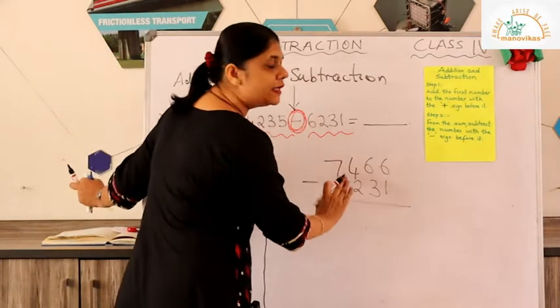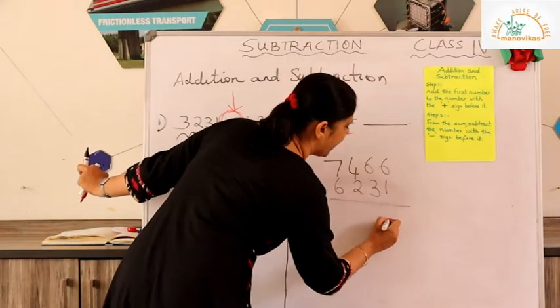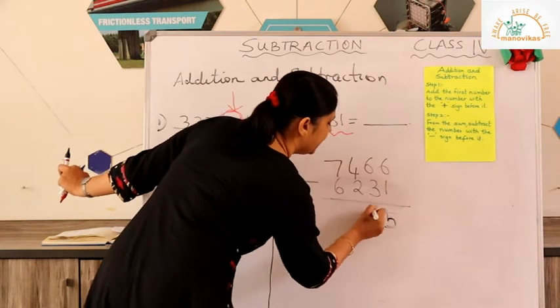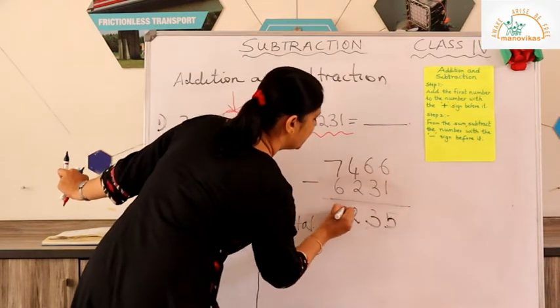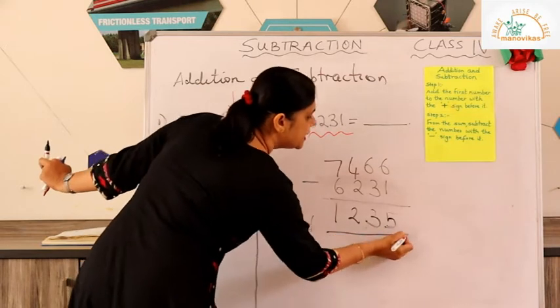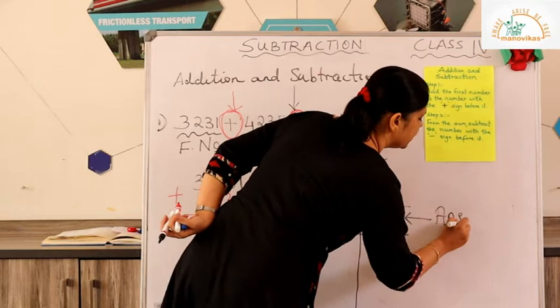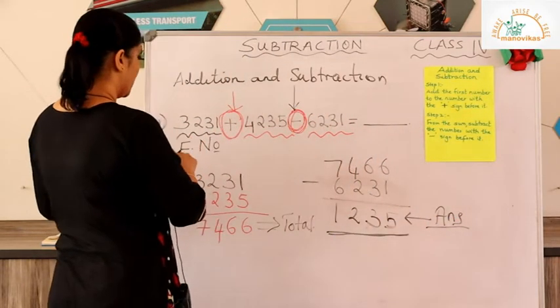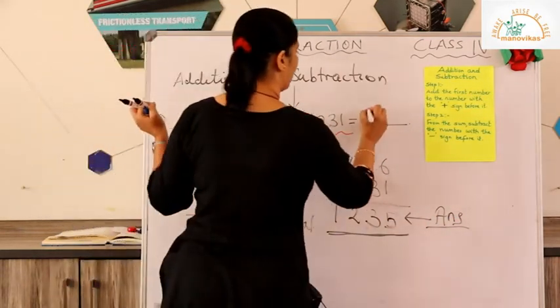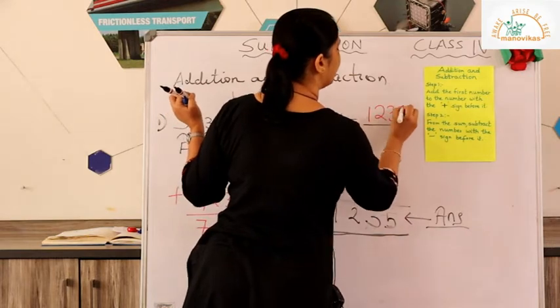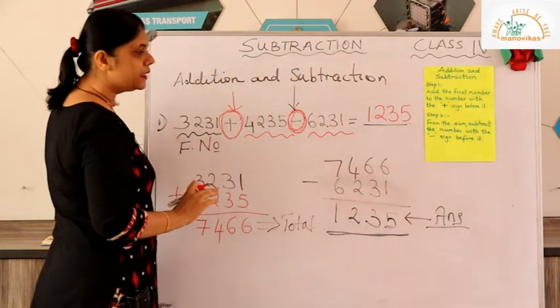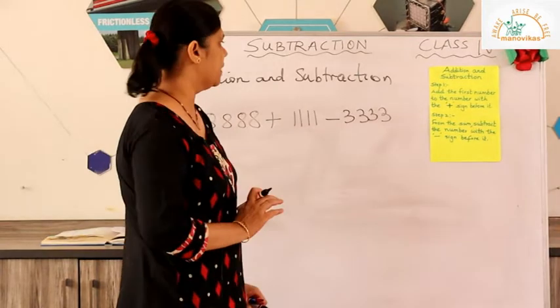Now you can easily do the subtraction. 5, 3, 2 and 1. So this is the final answer you get for the given sum. So now you can write the answer here. 1, 2, 3, 5. Am I clear, children? Let's take one more example.